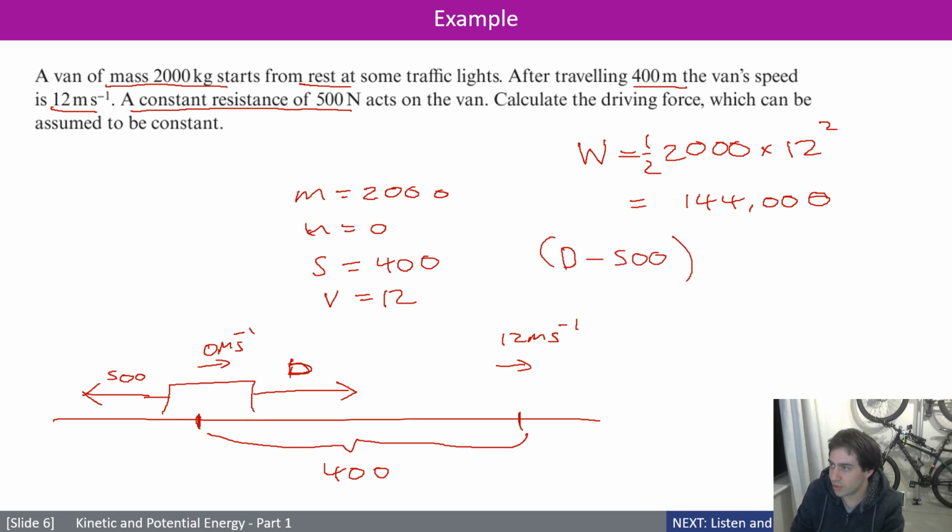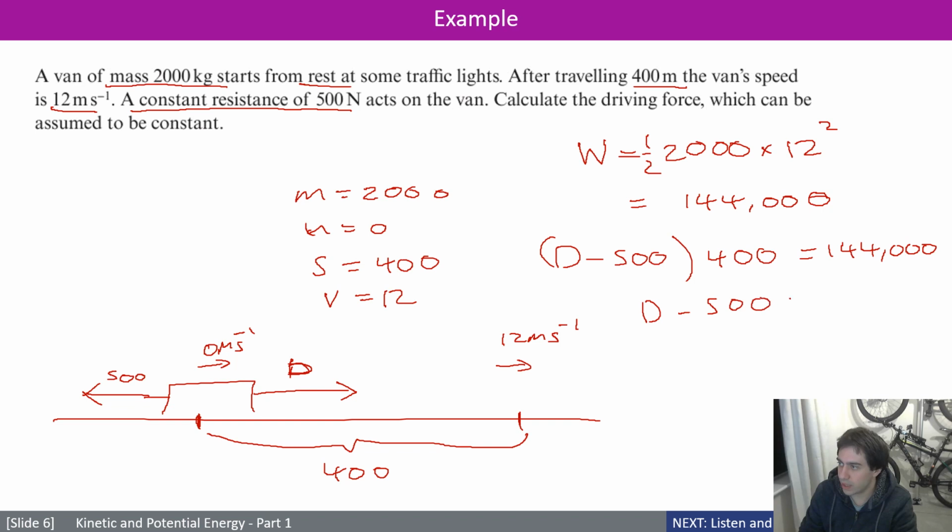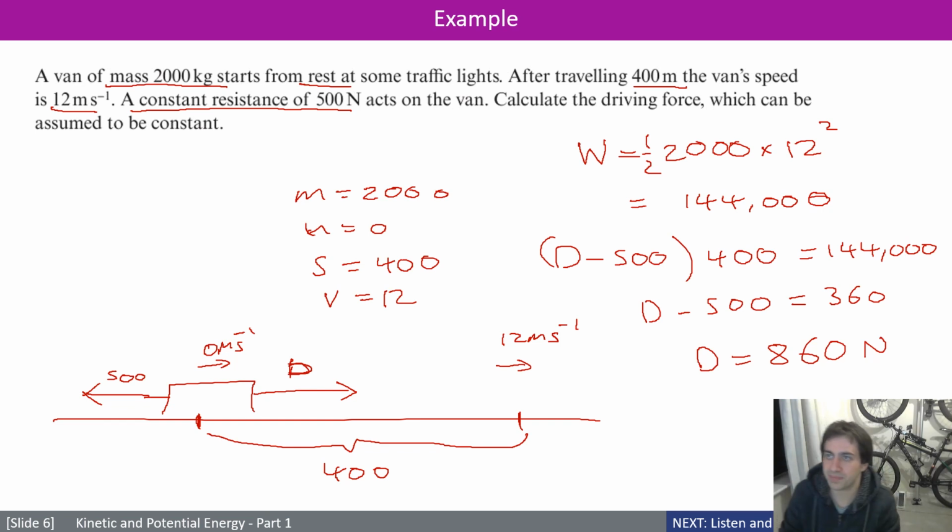Let me just write that D a bit better. Times the distance, right? And those two should be equal. That's equal to 144,000. Okay, and then from this we should be able to get our answer, which if we work it out, we get D minus 500 is 360, so therefore the driving force is 860 newtons, and that's it.